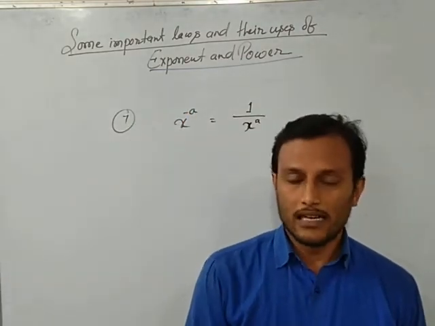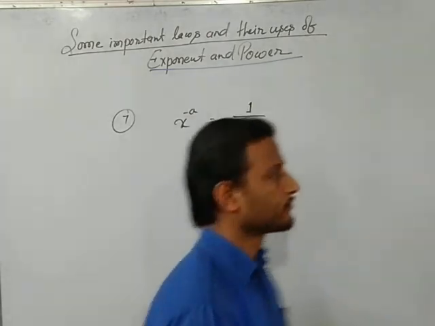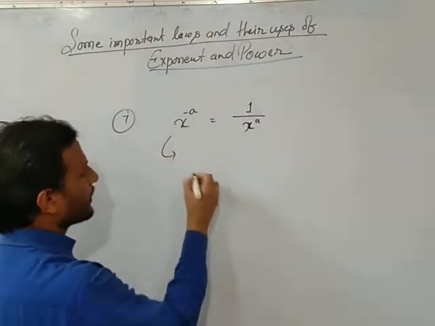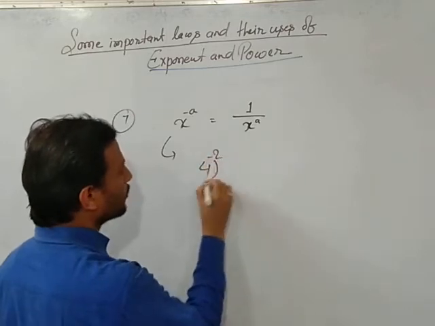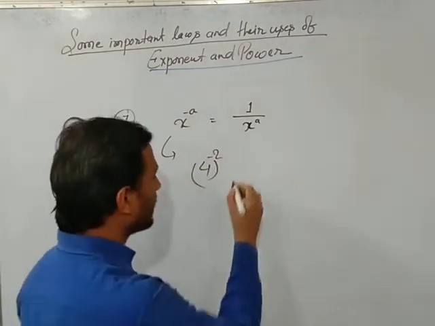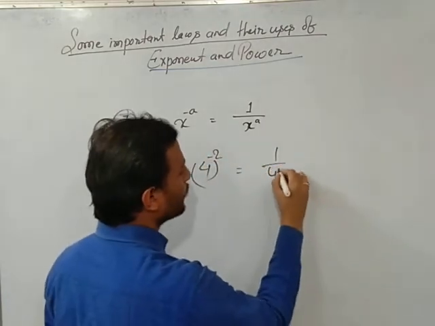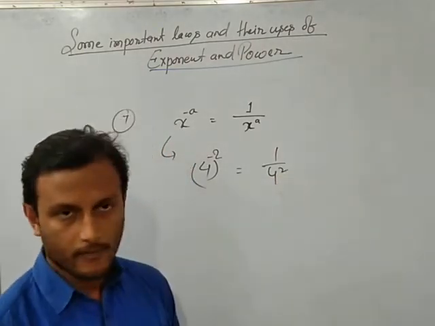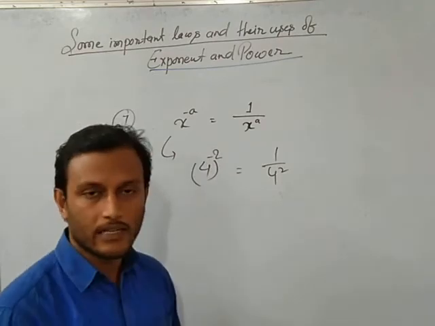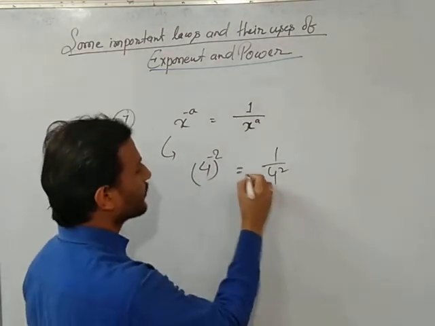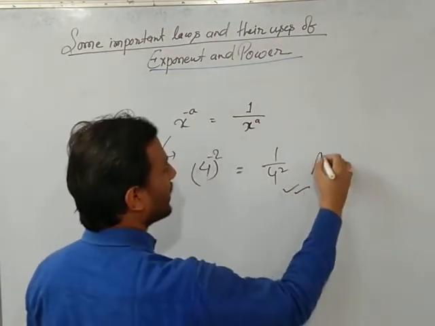Let's see the example of this situation. If x is equal to 4 and a is equal to 2, then 4 to the power minus 2, and the answer is 1 by 4 square. It means if the exponent is negative, then we should write like this, and this is the answer.